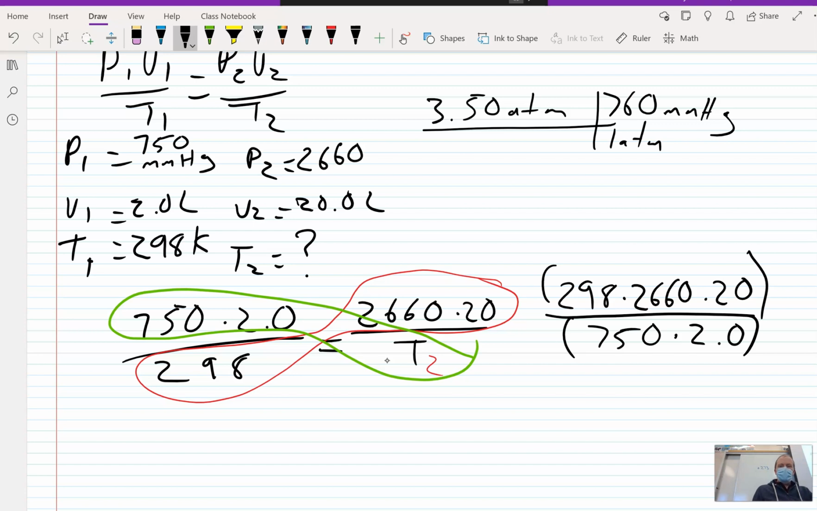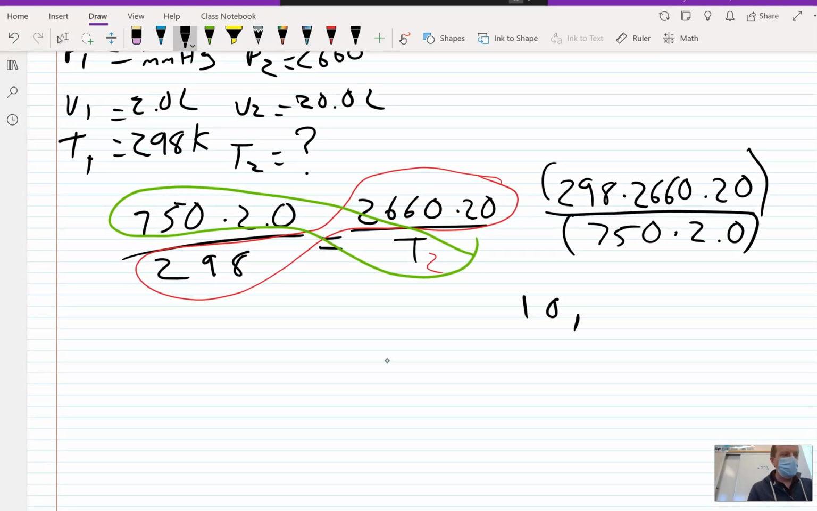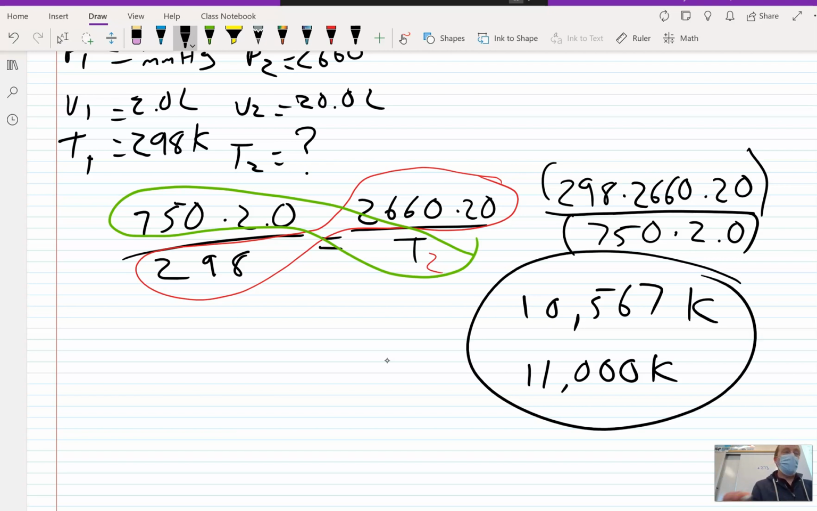You should get in the neighborhood of 10,500. It's about 10,567 you might get, which is extremely hot. And again, if we really want to be perfect with sig figs, we actually should probably round that. But if you don't understand that rounding, I would rather you just kept the extra sig figs. Questions about that?